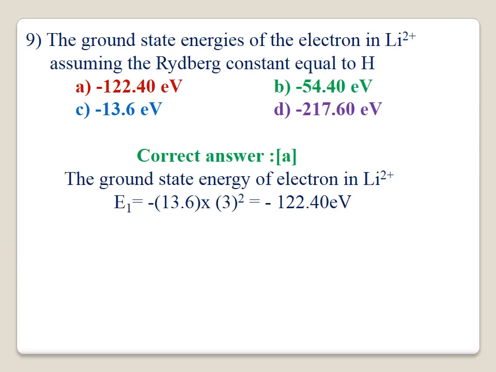Question number 9. The ground state energy of electron in lithium 2 plus, assuming Rydberg constant equal to H. Here the correct answer is A, minus 122.4 electron volt. The ground state energy of electron in lithium 2 plus, E1 will be equal to minus 13.6 into 3 square. The atomic number of lithium is 3. Therefore, E1 will be equal to minus 122.40 electron volt. The correct answer is A.